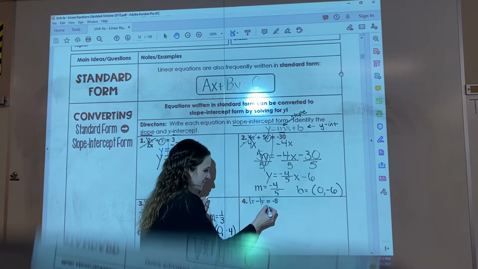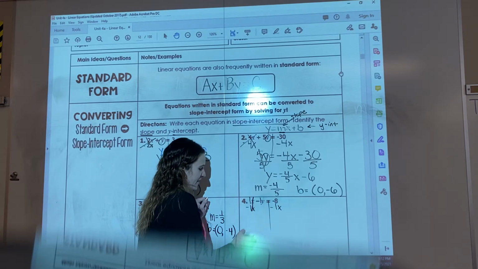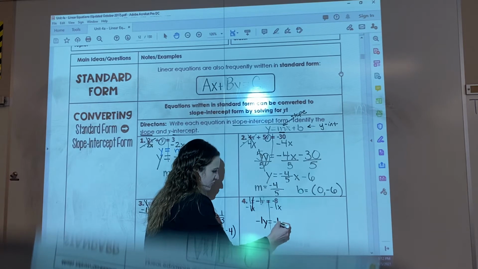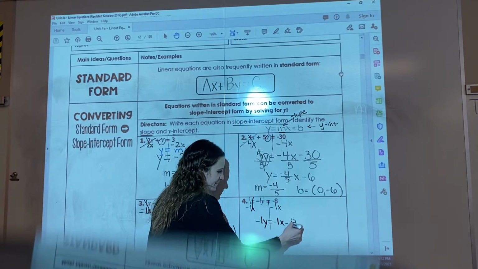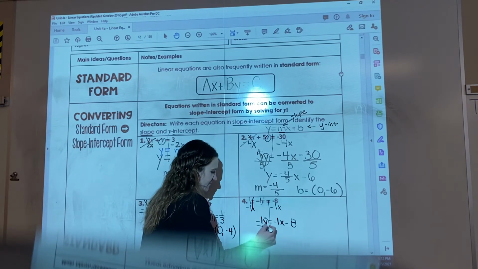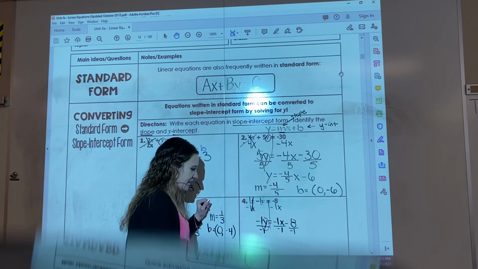So the first thing I need to do is get rid of everything around the y. So I'm going to subtract my 1x. It goes away over here. I'm going to drop down my -1y equals -1x minus 8. My last step, I need to get this y by itself. So I need to divide by -1 on both sides. So everything needs to be divided by -1.